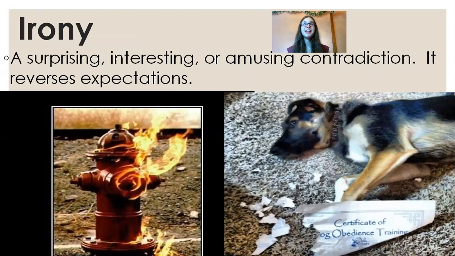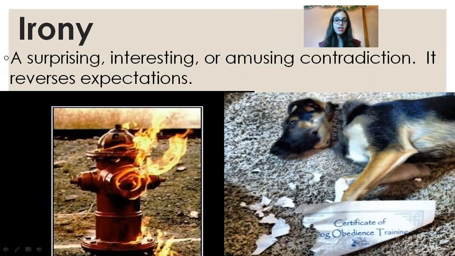Irony. So irony is difficult to explain, but really does help when you have some examples. So this is a surprising, interesting, or amusing contradiction. It reverses your expectation. So here I have a fire hydrant that is on fire. This is an example of irony because you'd expect a fire hydrant to put out fire, but here it is on fire and is not being very helpful.